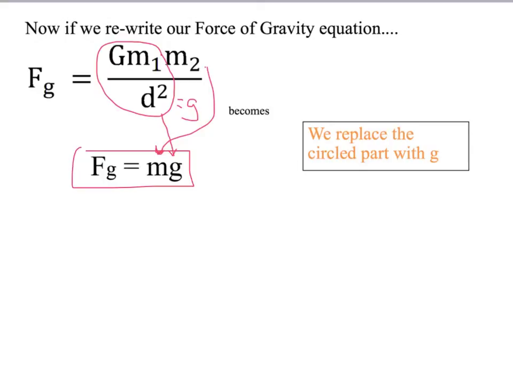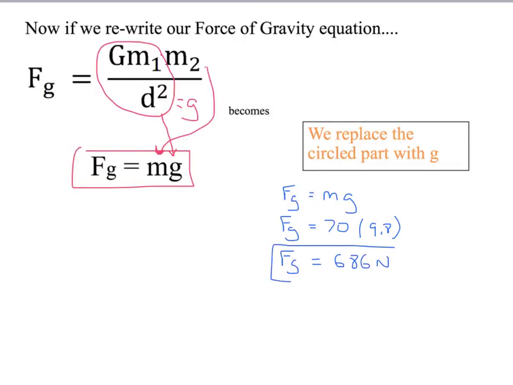We can use this. The other day we calculated our weight, and just for fun you could do that again today. You could say Fg is mg. If you wanted to know your weight, and you know your mass, let's choose an easy number like 70 kilograms, and little g on Earth is 9.8, if we multiply those two things together, we get 686 newtons. So yesterday when we calculated our weight, we used the big, huge equation. Now we can just replace it with this, as long as we know what little g is.